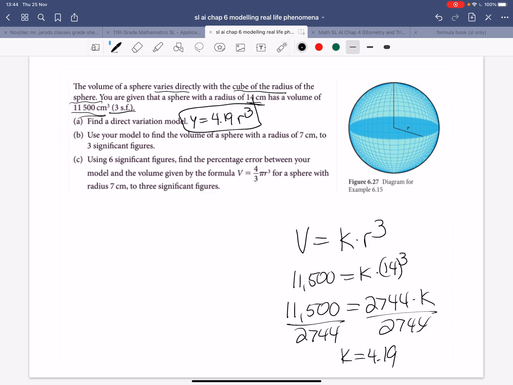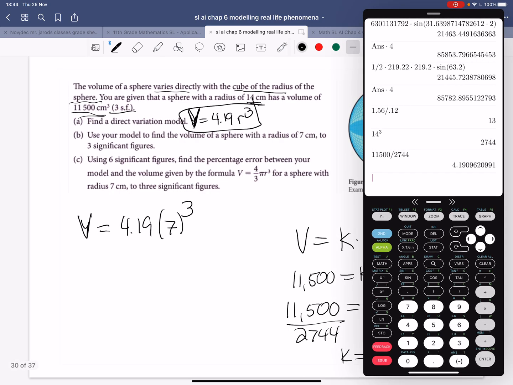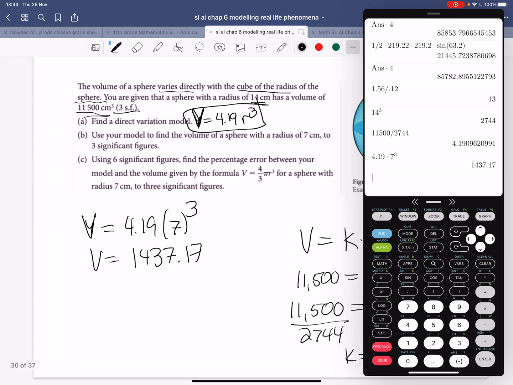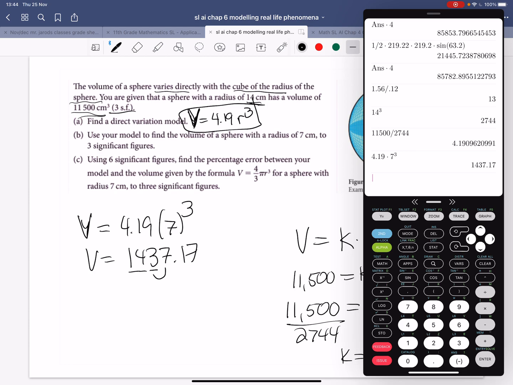Use your model to find the volume of a sphere with a radius of 7 centimeters to 3 significant figures. So volume equals 4.19 times 7 cubed. So our volume is 1,437.17. And it says to 3 significant figures, so we go 1, 2, 3, look to the right, 1,440.